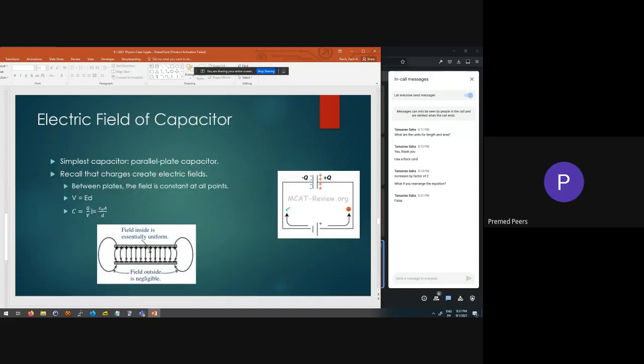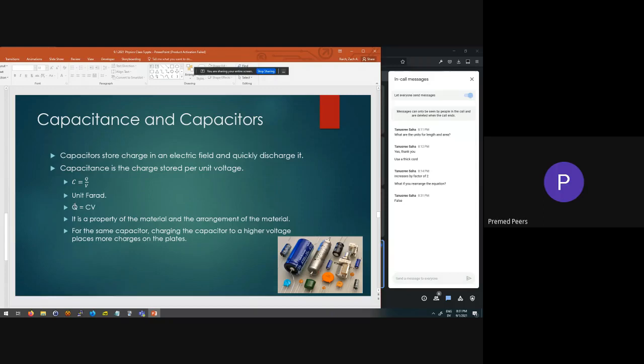Because remember, C equals constant times A over D. So if we increase the distance, capacitance drops. And then go back here, Q equals CV. If V is the same and C drops, then Q also drops.